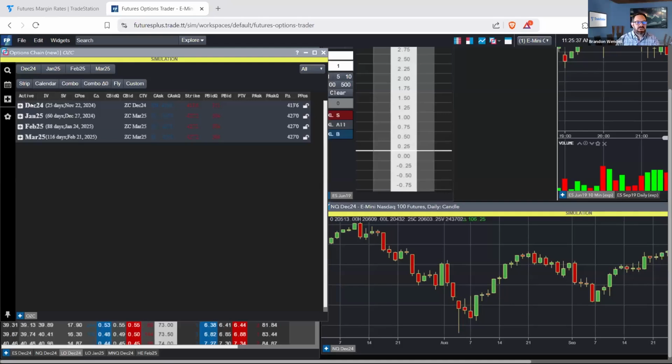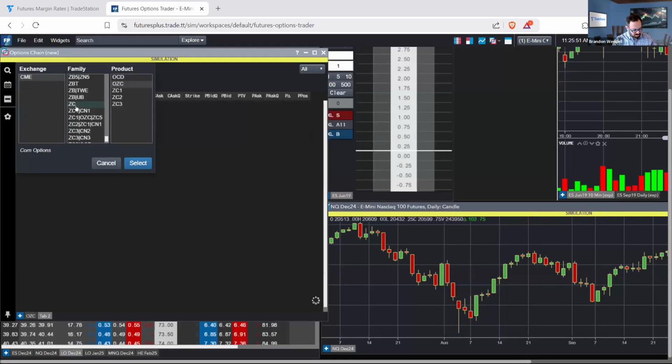Anyway, getting back to this, you can notice right now I'm in the corn and it's showing me the December, January, February, March contract. So December 24, the rest are 25. If I wanted to, I can add another column here. Let's go to crude oil, for instance.